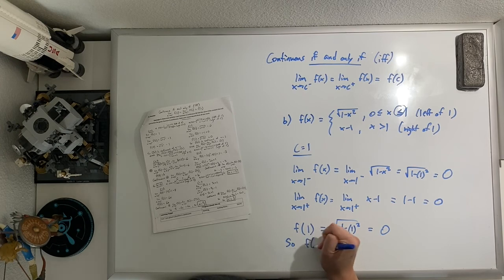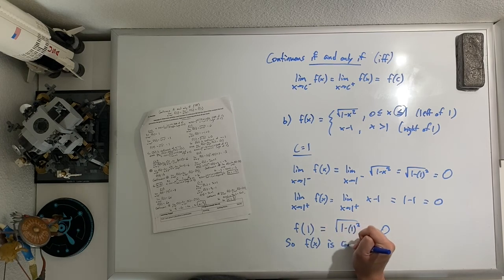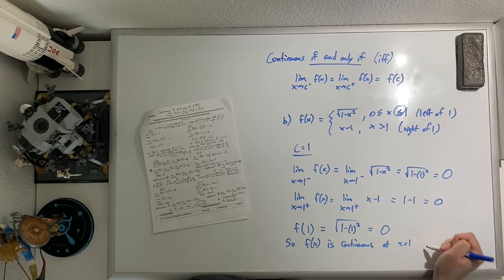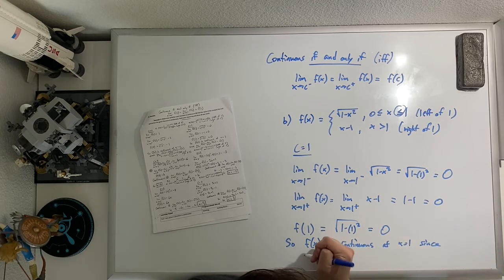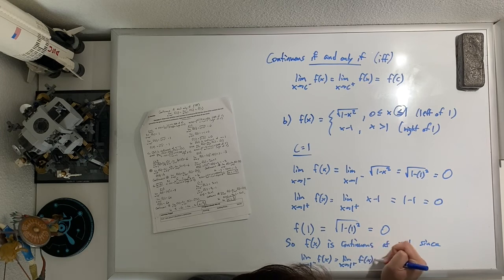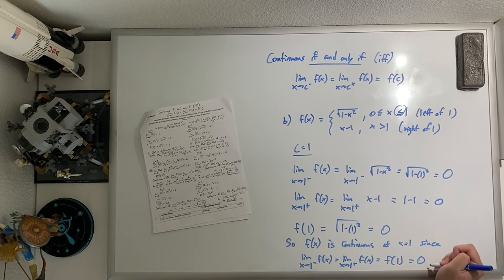So our conclusion, f of x is continuous at x equals 1, since the limit as x approaches 1 from the left of f of x equals the limit as x approaches 1 from the right of f of x equals f of 1, all equals 0. There we go.